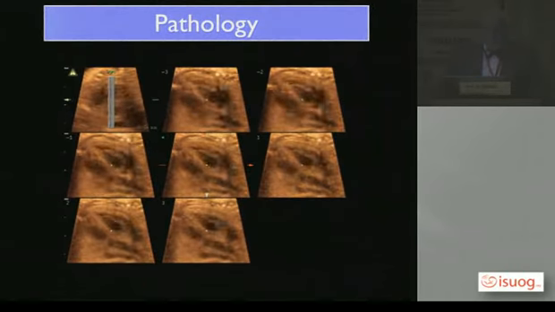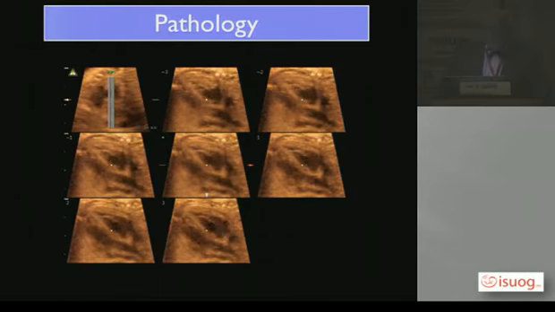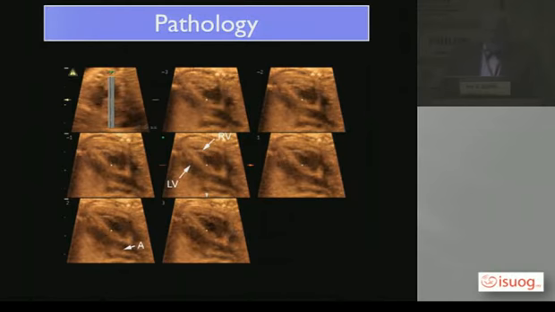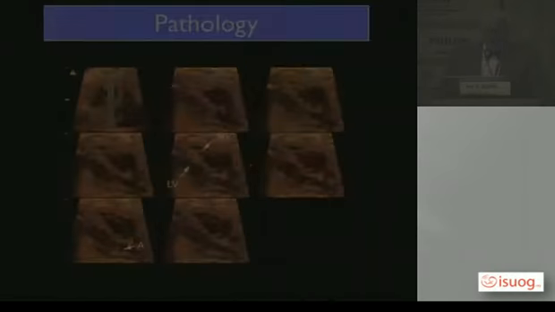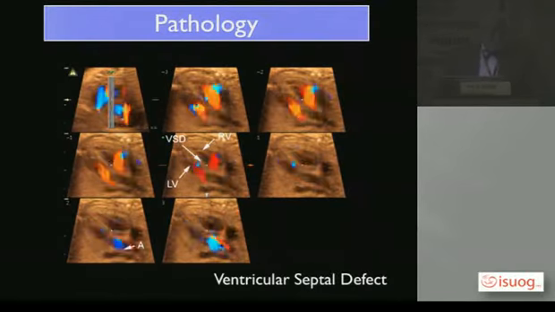Okay, the next case. You can't see anything wrong with this because it's a very large woman with a lot of adipose tissue and very difficult to image. And here we have the structures I've labeled, but again, not very clear until you turn the color on and you see the shunting VSD right here.